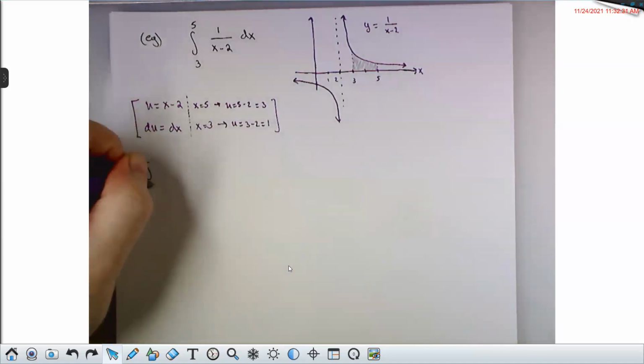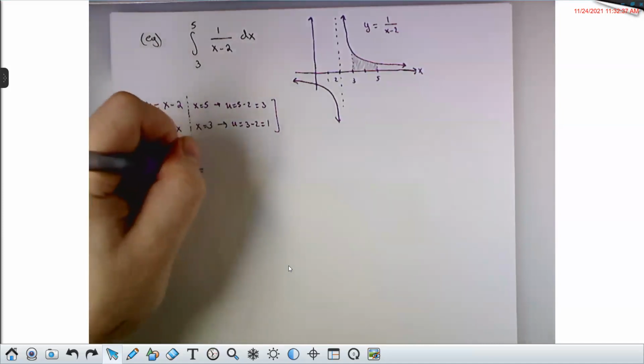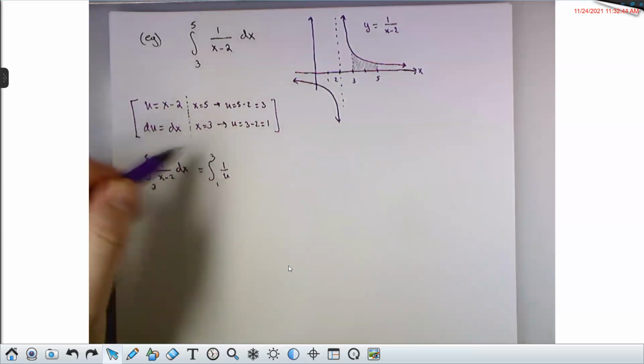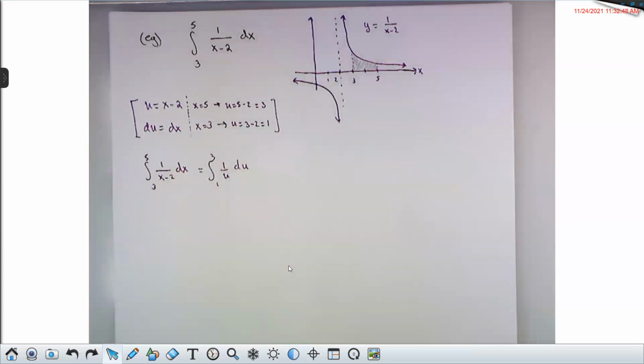So my integral from 3 to 5 of 1 over x minus 2 dx is going to become the integral from 1 to 3 of 1 over u du. And here du and dx are equal. There's nothing to solve for or plug in or cancel. In other words, this change of variables doesn't stretch the x-axis at all or compress it. It doesn't do anything to the x-axis. This is just a shift.